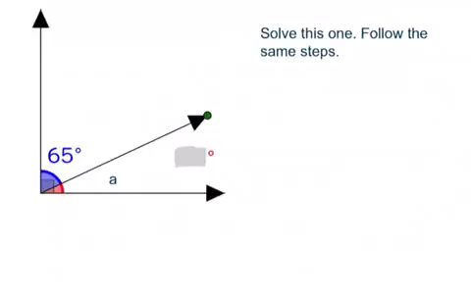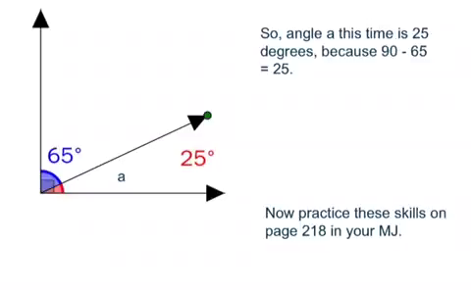Okay, so now it's your turn to try it. You want to figure out what angle A is. What do you know? What do you need to know? How do you solve it? Pause it, figure it out, come back and check it out. So this time it's 25 because we know the big angle, the right angle, is 90. We know part of it is 65. So 90 minus 65 is 25. All right, so we did that same way.